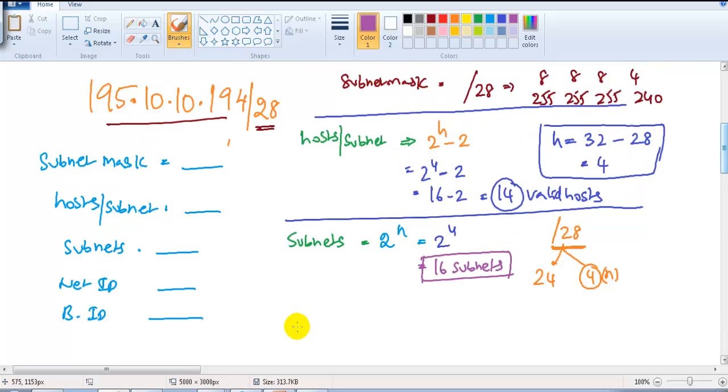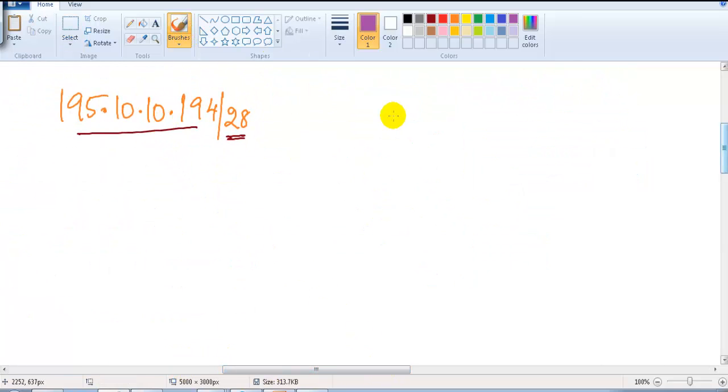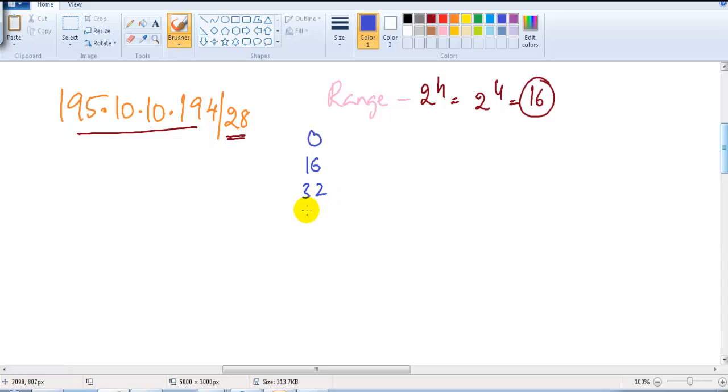And the next thing is we need to find the network ID and the broadcast ID. To find that, let me take this address here. This is our question. To find the network ID and the broadcast ID, we need to know how to write the range. The range is always written based on 2 to the power of h. Here the h value is 4, so 16 is the size of the network. From 32, if I subtract 28, I get 4 host bits. So the size of the network is 16, and we need to write multiples of 16: 0, 16, 32, 48.